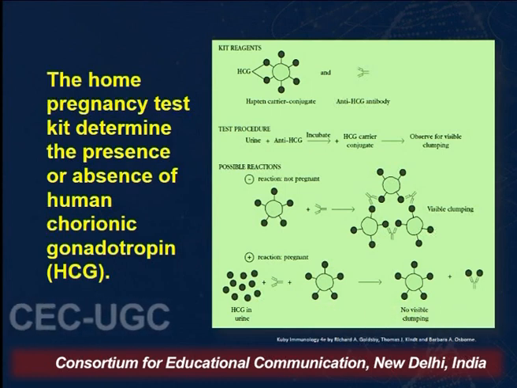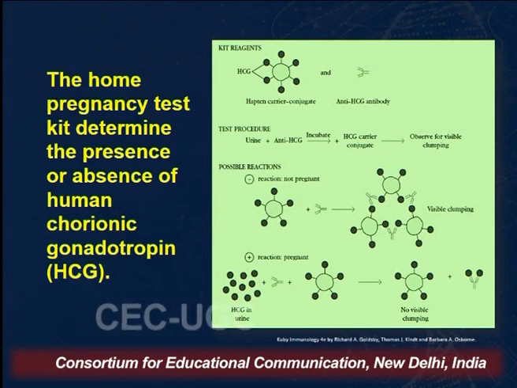Now, what happens is there is an adjuvant which contains the antigens on top of it, along with an anti-HCG antibody serum. First the urine sample is added with the anti-HCG antibody. Then the hapten or the antigen sample is added. Now, if the urine has a higher concentration of HCG, it will bind to all these antibodies.